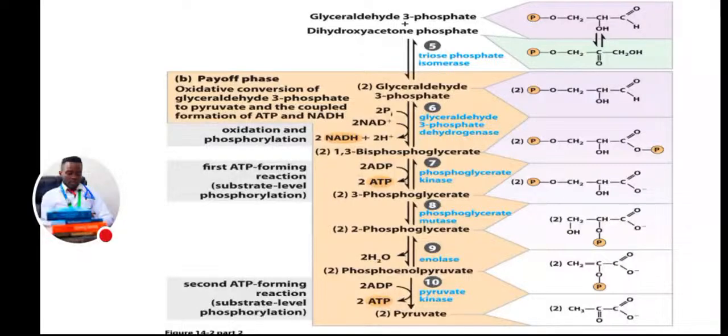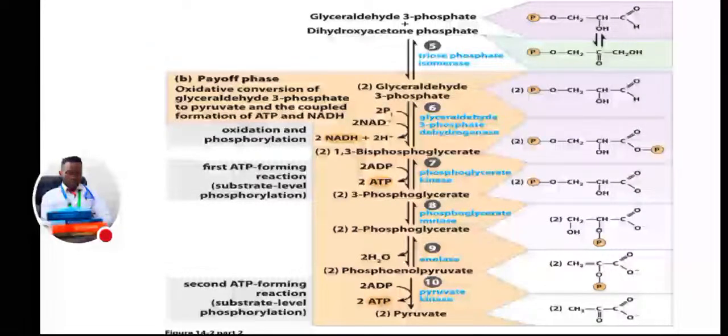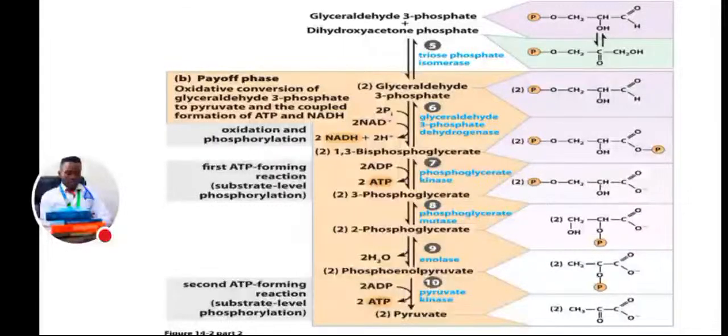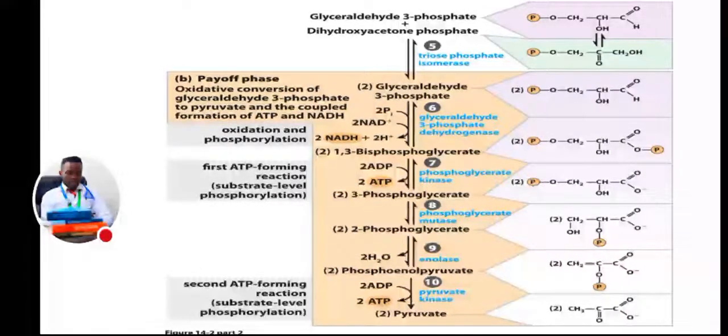Then the enzyme that catalyzes this one, the 6th reaction, is called glyceraldehyde 3-phosphate dehydrogenase. Then reaction number 7, we have 1,3 bisphosphoglycerate giving us 3 phosphoglycerate and 2 ATP molecules. So 2 ATP molecules are produced. Then the enzyme that catalyzes this is called phosphoglycerate kinase. Then at this stage we have the ATP forming reaction, substrate level phosphorylation.